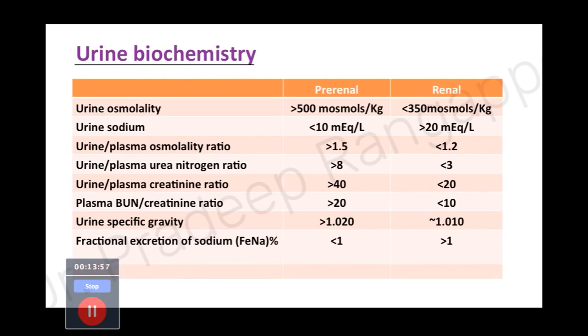Then we do a lot of urine biochemistry, which gives a clue into whether the cause of AKI is pre-renal or renal. Osmolality is the easiest test you can do. If it is more than 500, it is pre-renal. Less than 350, it is renal. You can look at urine sodium. Less than 10 is pre-renal. More than 20 is renal. And you can look at all these other derived variables. The easiest for you to remember would be urine osmolality, urine sodium, and fractional excretion of sodium to determine whether the cause of AKI is pre-renal or renal.